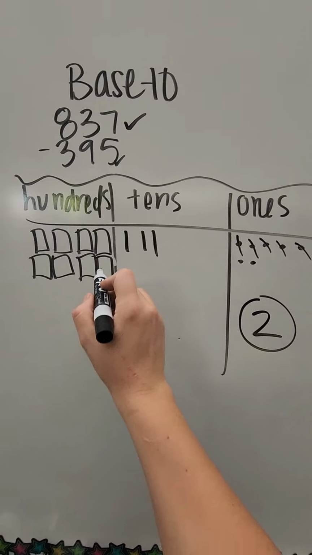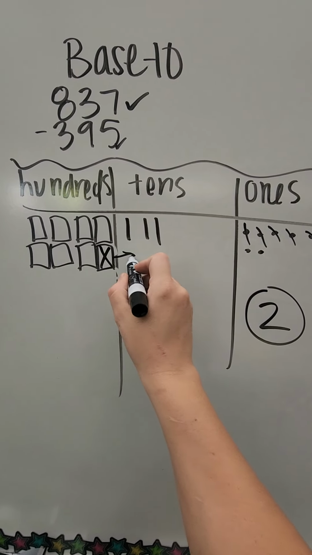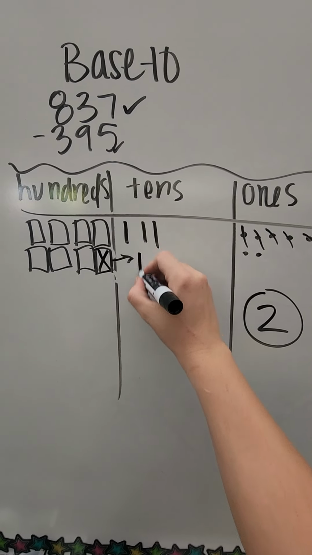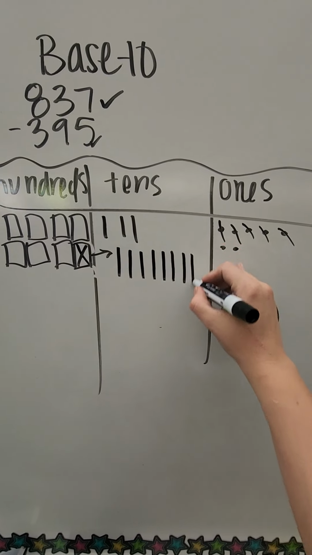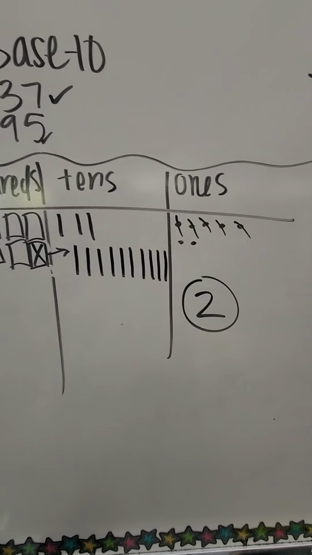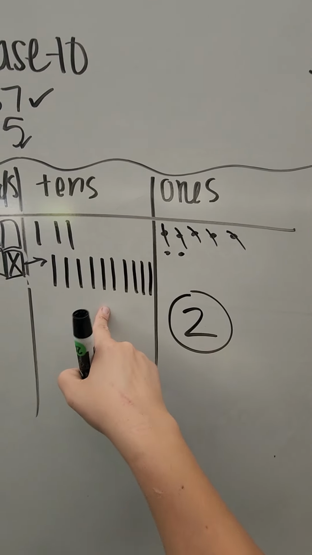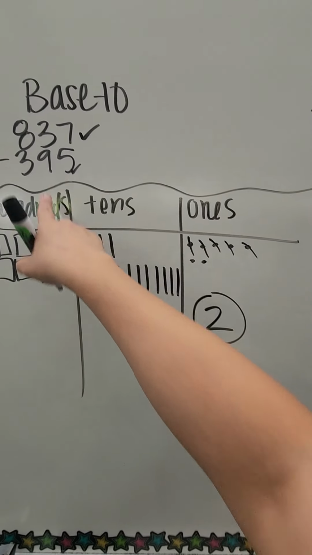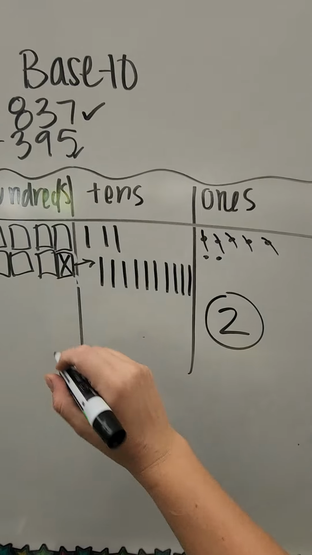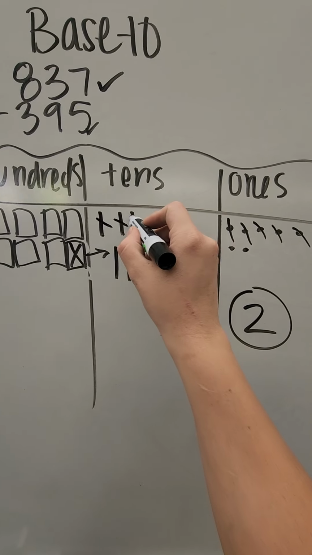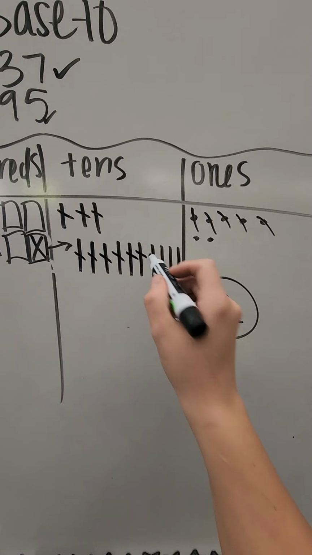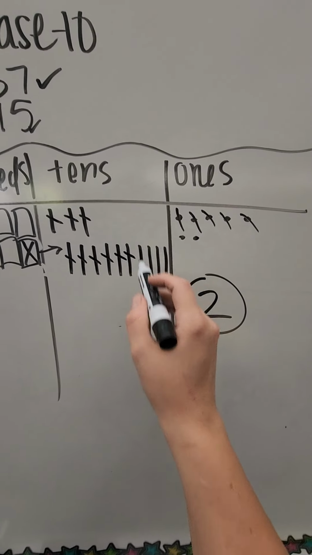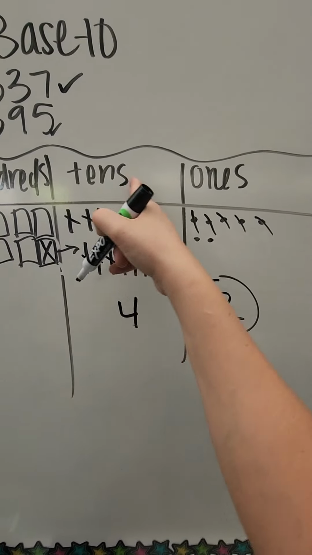So I'm going to have to take a hundreds block and make it into tens. So 10, 20, 30, 40, 50, 60, 70, 80, 90, 100. All right, so now I have enough where I can subtract 9 tens from it. So let's go 10, 20, 30, 40, 50, 60, 70, 80, 90. All right, I have 40 left, so that's 4 tens.